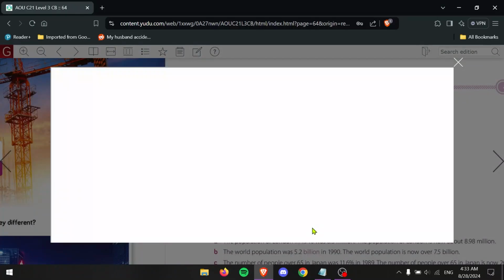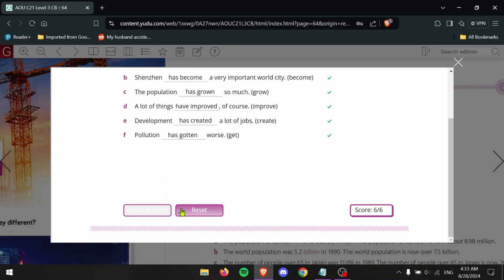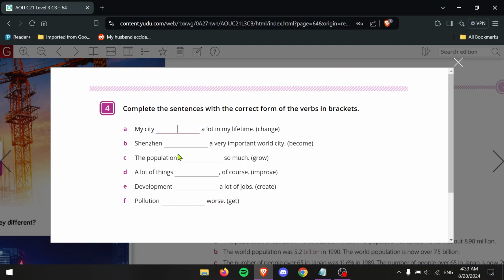We're going to be looking at the past simple and present perfect. Let me reset this. Complete the sentences with the correct form of the verbs in brackets. So we have some verbs in brackets. What I'd like you to do is pause the video and do these yourself. Use the correct form from the brackets. We have change, become, grow, improve, create, and get. And then come back and check your answers. All right. So assuming you've done this exercise, now let's go over them one by one.